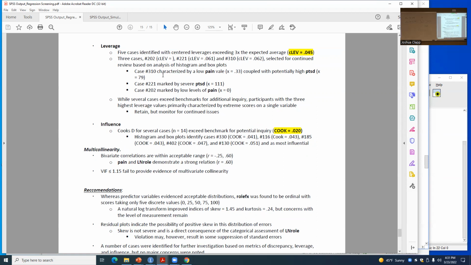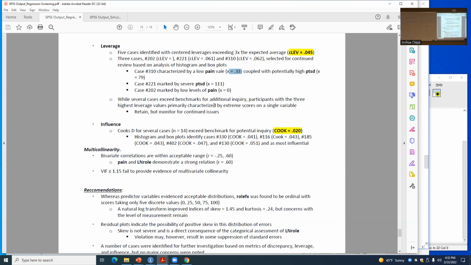Say, case 310 characterized by low pain value, and then what the actual value is, coupled with potentially high PTSD. Here, it's nice because we're actually putting in the scores, so I know relatively what's happening. Okay, so we say, while several cases exceeded benchmarks for additional inquiry, the 3 highest values were primarily characterized by extreme scores on one variable. Want to retain those, but we want to continue to monitor.